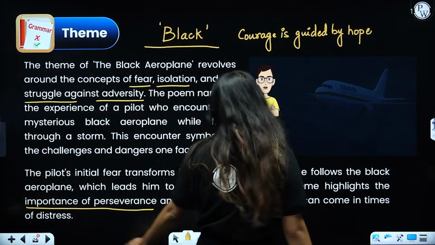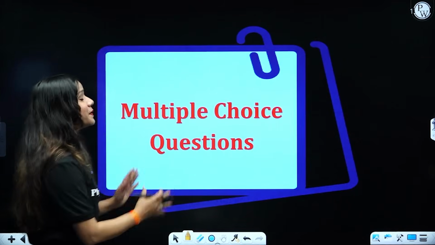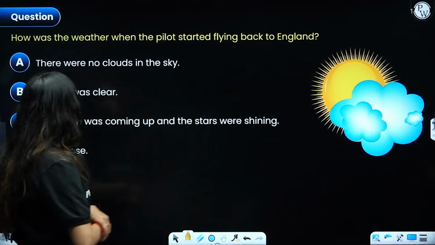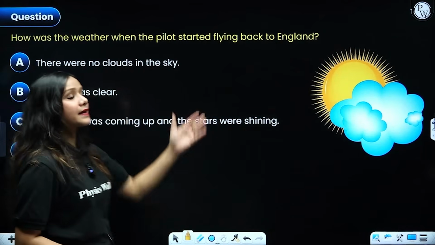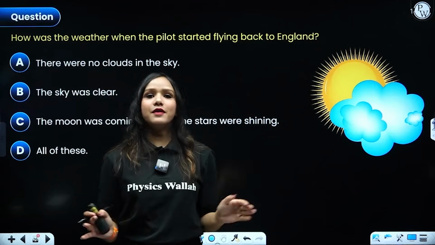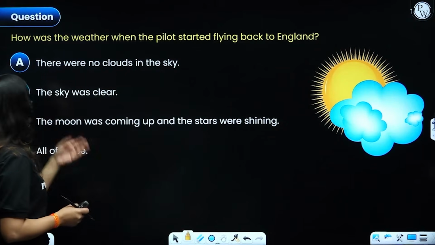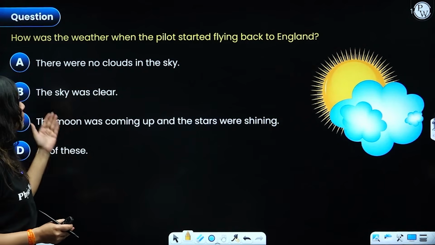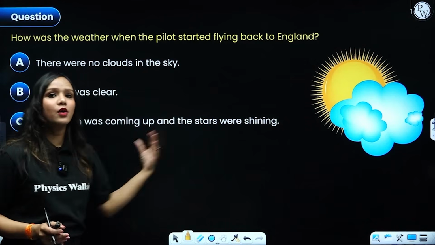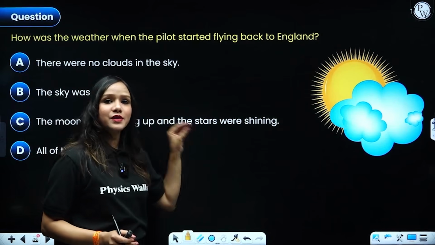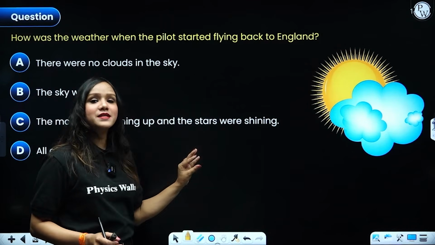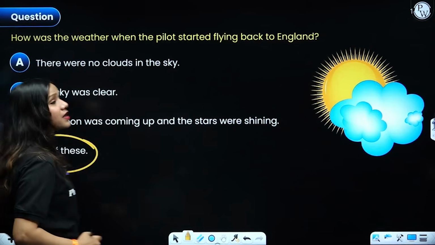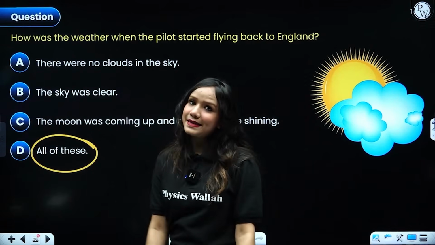Now, let us see another thing, MCQ based questions from this particular lesson. Let's have a look at that. So, let's read the question carefully. How was the weather when the pilot started flying back to England? You have 4 options on screen. Let us read. There were no clouds in the sky. Yes, there were no clouds. The sky was clear, the moon was coming up, and the stars were shining, all of these. Just because all these 3 factors were there, we should understand that this is the most appropriate answer to our question, all of these, right?